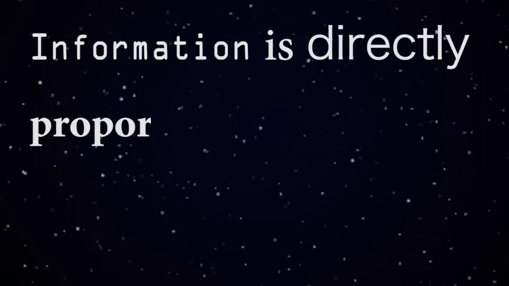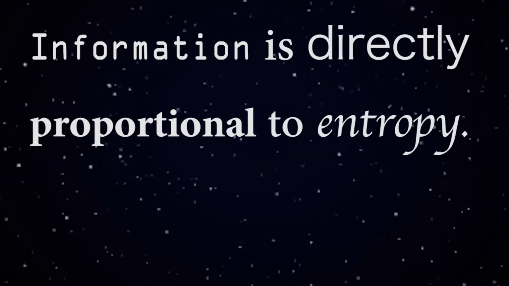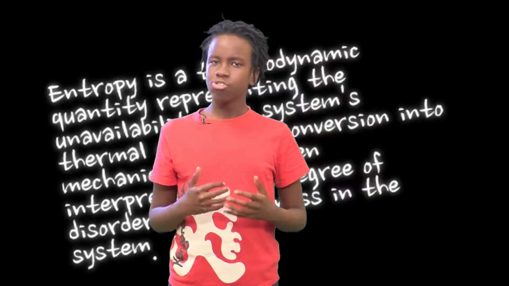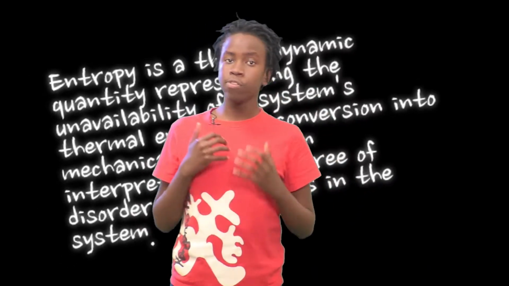Information is directly proportional to entropy. And what is entropy? Entropy is a measure of the disorder of a system. For example, we see that steam has a high entropy because there's a large variance in the positions and velocities of its particles. Conversely, we see that ice has a low entropy because there's little variance in the positions and velocities of its particles. It is a predictable and orderly system which requires less information to fully describe it.